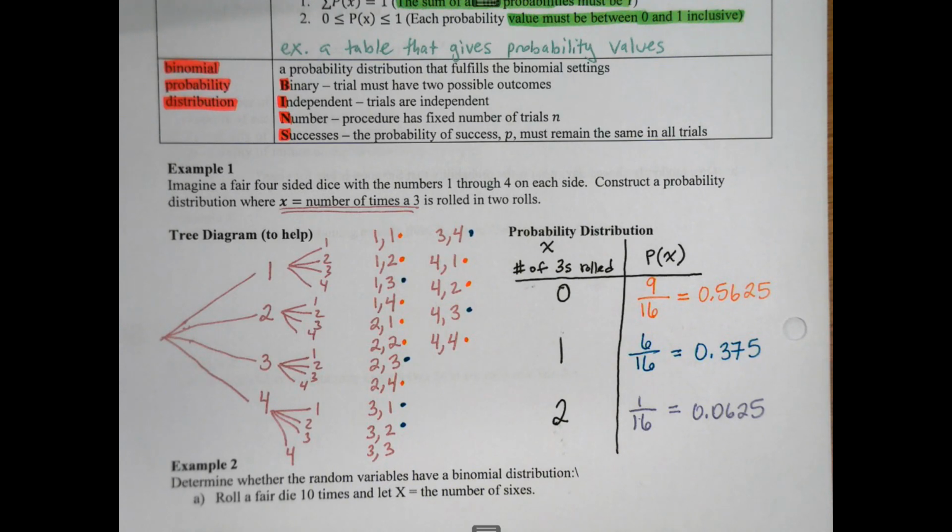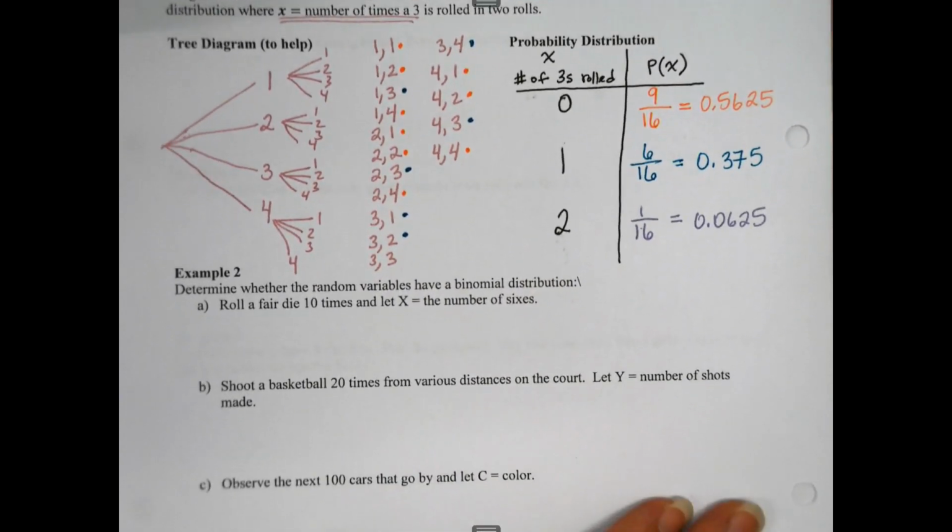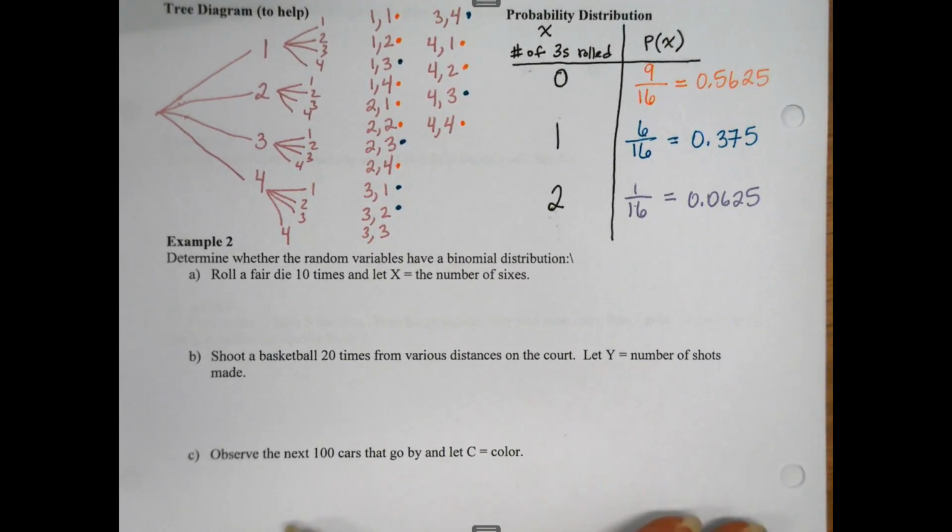Now, we've seen that oftentimes we have sample spaces that are much larger than just 16. And so we need a way to be able to create a probability distribution without having to write out the entire sample space. And that's where the binomial probability distribution is going to come in handy, because there's a formula that we can use to help us do this. So let's first look at some things to determine if they are binomial distributions first.